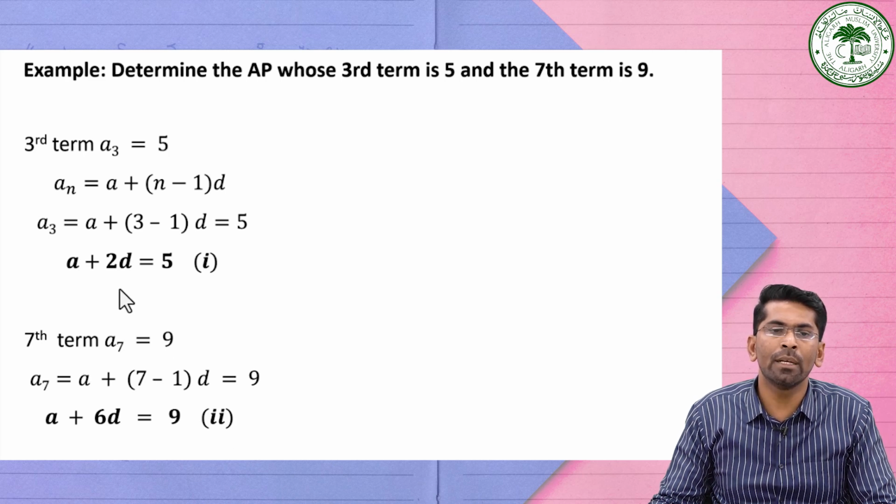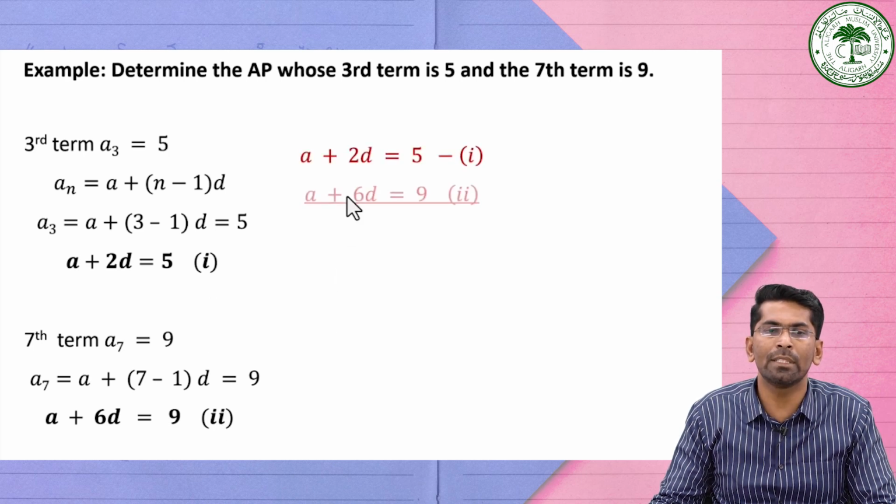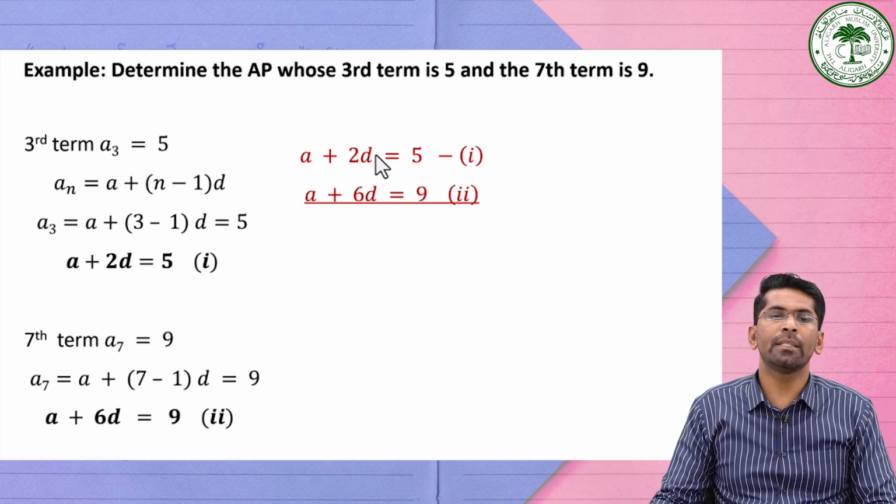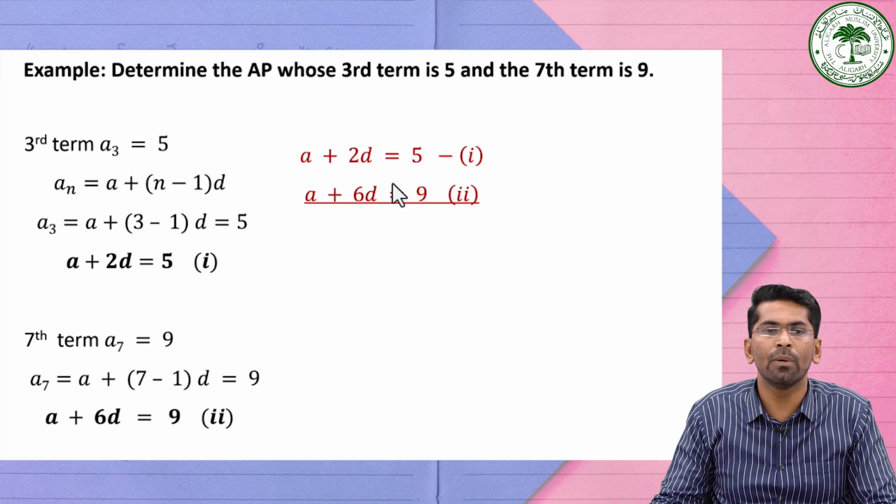So we have two equations, a simultaneous system with two unknown variables, a and d. The first equation is a plus 2d equals 5, and the second equation is a plus 6d equals 9. Here a is common, and its coefficient is 1 in both. So we can subtract equation 2 from equation 1, so that a is cancelled out. Then 2d minus 6d is minus 4d, and 5 minus 9 is minus 4.